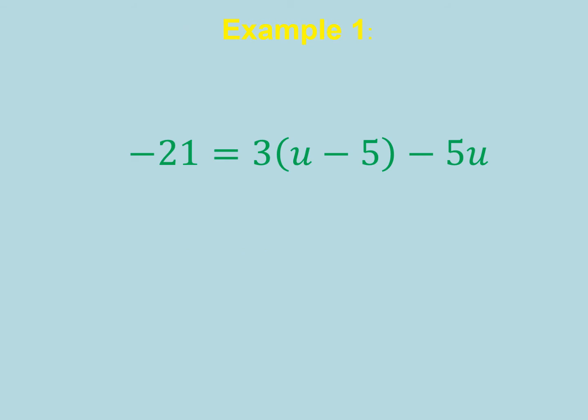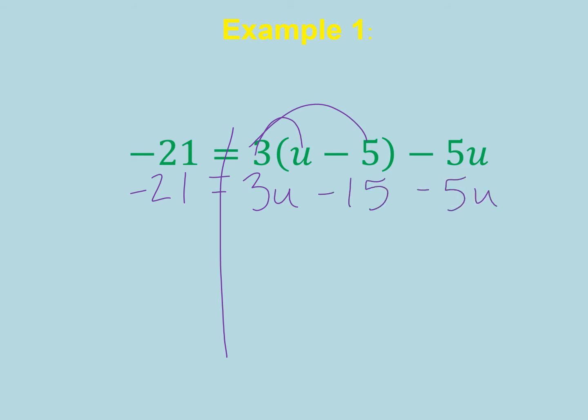Okay, so here is example number 1. Okay, again, notice you see those parentheses. I also see two different u's, and so I know I'm going to have some like terms to get together, but I do want to solve for u. Okay, so here I'm going to draw my line, and then again I want to distribute, and I'm distributing that 3, so I'm going to take 3 times u and 3 times -5. So this -21 will stay the same. I will get 3u minus 15, and then that minus 5u stays the same.